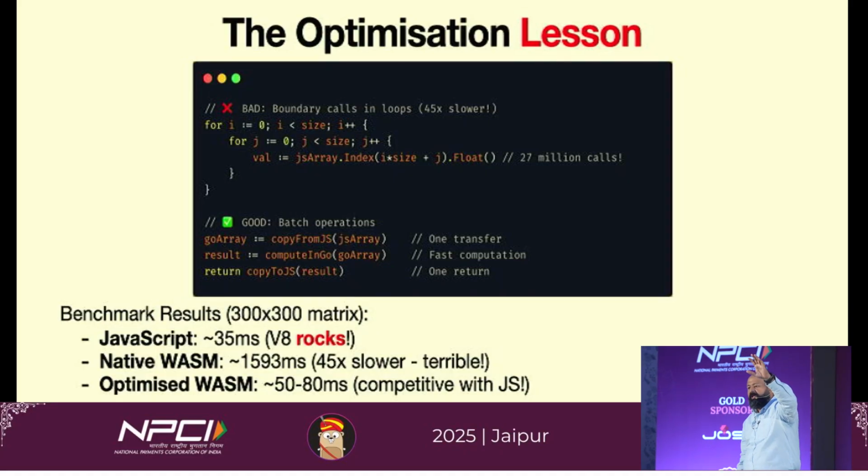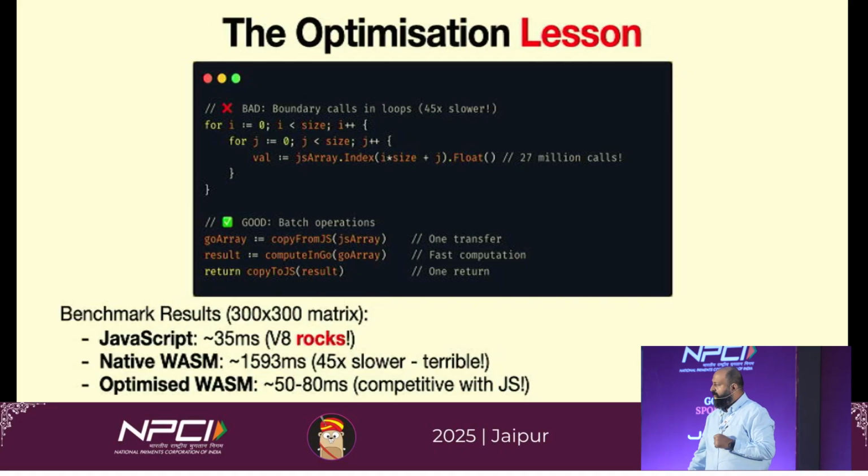The one on top has a nested loop. In this specific example, we are doing matrix multiplication, for example a 300 by 300 size matrix, and we are trying to multiply two of these. And we are doing this in a nested for loop.